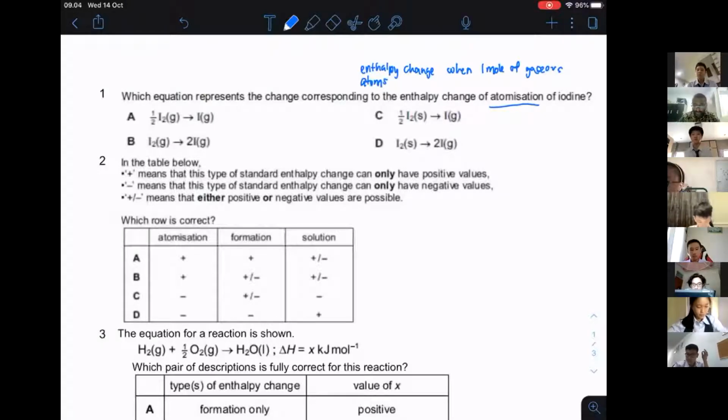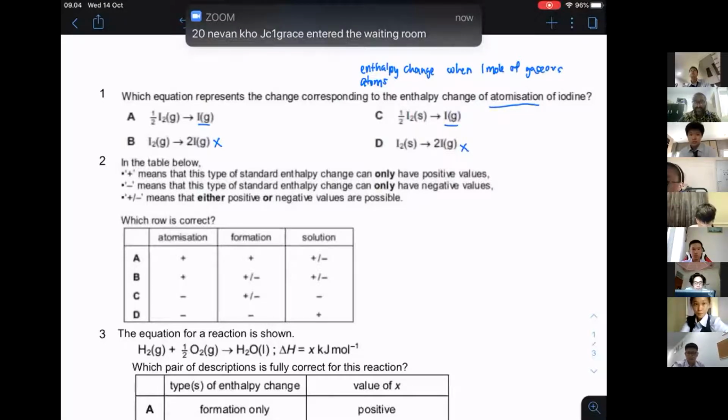Yeah, so we are talking about 1 mole of gas. Okay, this is 1 mole of gas. Definitely B and D will not be the answer. Okay, so 1 mole of gas from the elements, from the elements under standard condition.